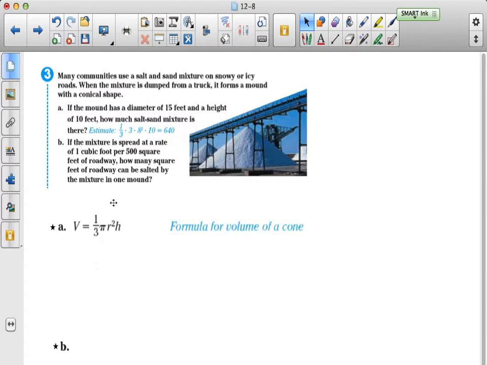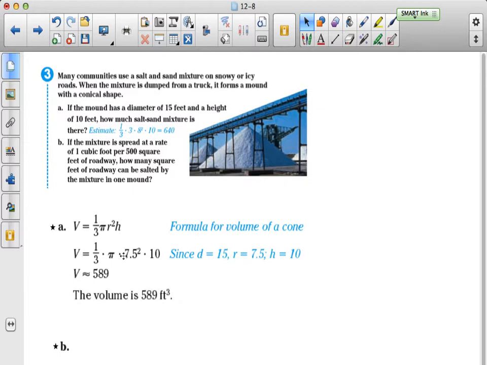So let's consider letter A, going back to the formula of our cone, 1/3 pi r squared h. Substitute the values: 1/3 pi, 7.5. Where do we get 7.5? Because the diameter is 15 feet. Square it, multiply it by 10. Where did we get 10? Because the height is 10 feet. Solving for this, the volume of that cone is approximately 589 cubic feet.